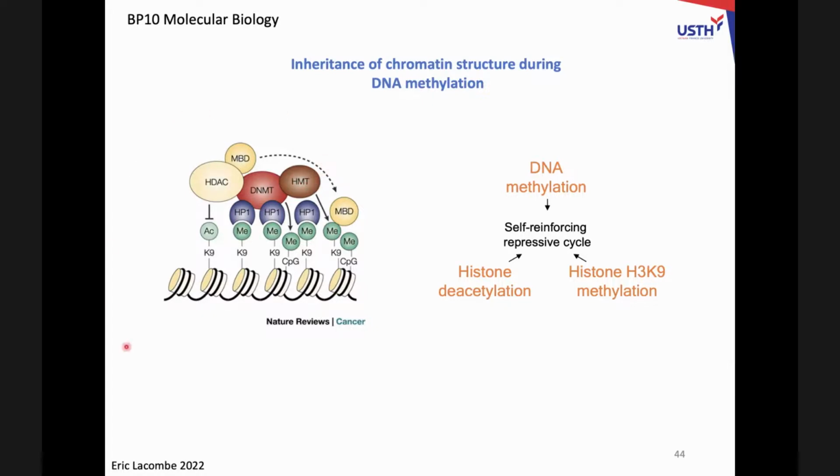So do you understand the global meaning of this drawing? Because it's very complex. There are a lot of data there. Okay? So heterochromatin stimulates histone methylation, stimulates DNA methylation, and stimulates deacetylation, that will remove the acetyl. And this is why we call that a self-reinforcing cycle.